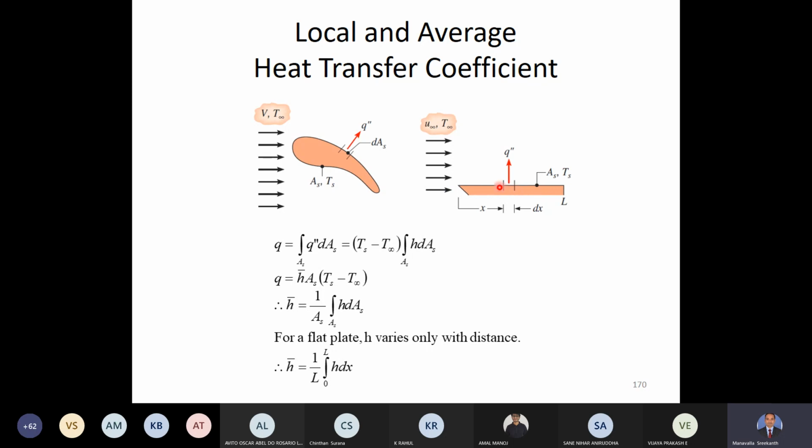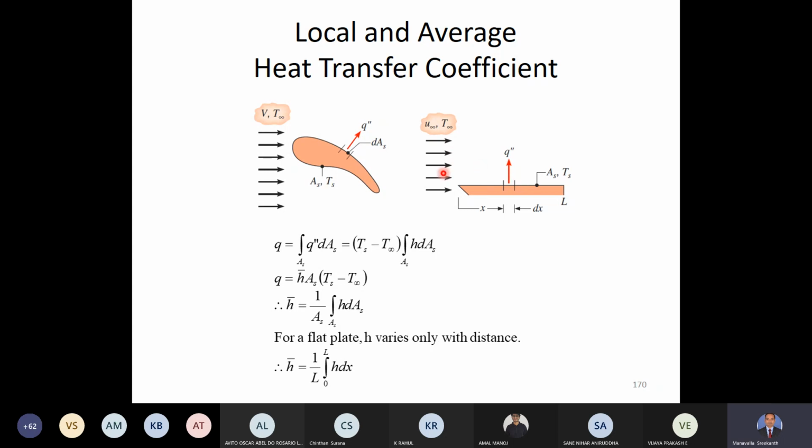So through this area dA_s, there is some heat flux, q double prime. This is the heat flux. So there is a fluid flowing at this point. The free stream velocity is U infinity. Remember, the entry velocity is V, but at this point, the velocity can be different, because of the shape. So at this point, the free stream velocity is represented as U infinity, and the temperature is T infinity.